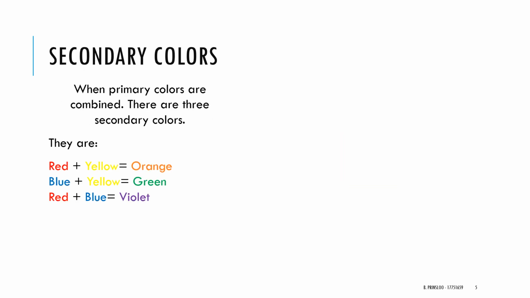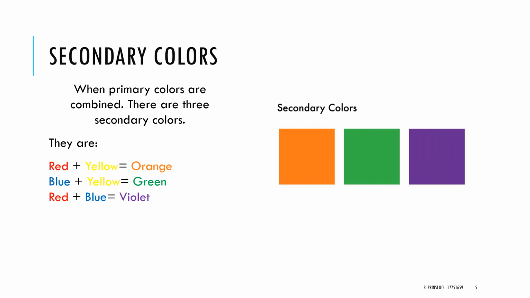Secondary colors. When primary colors are combined, there are 3 secondary colors: orange, green, and violet. When you mix red and yellow, you get the color orange. When you mix blue and yellow, you get the color green. When you mix red and blue, you get the color violet.